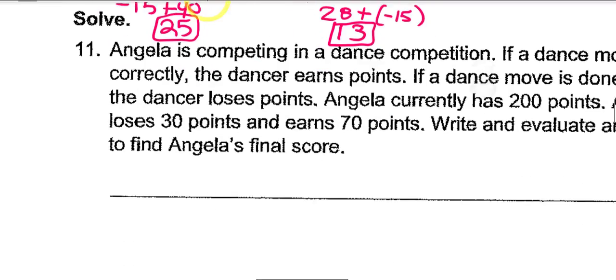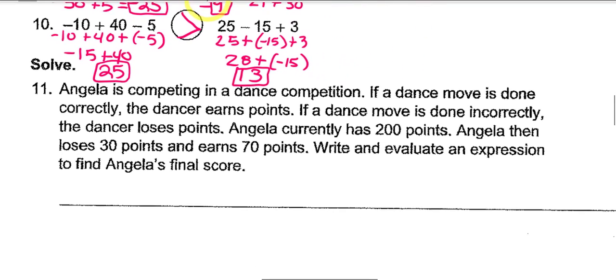Okay, and the last one on this side, Angela is competing in a dance competition. If a dance move is done correctly, the dancer earns points. If a dance move is done incorrectly, the dancer loses points. Angela currently has 200 points. Angela then loses 30 points and earns 70 points. Write and evaluate an expression to find Angela's final score.